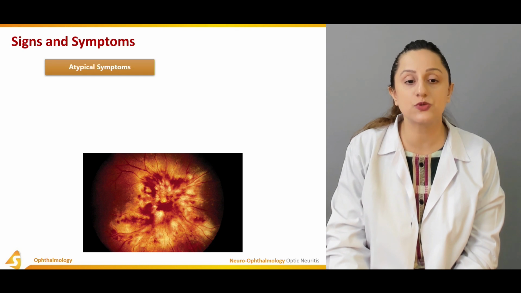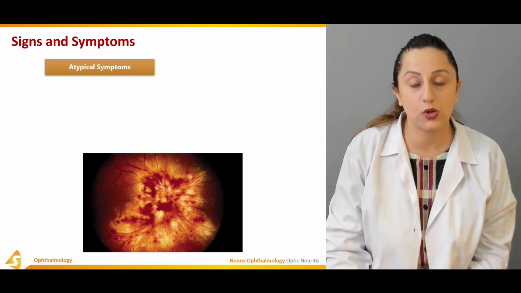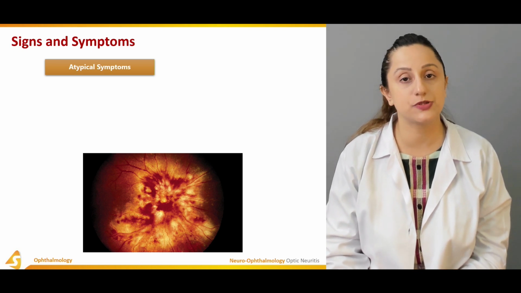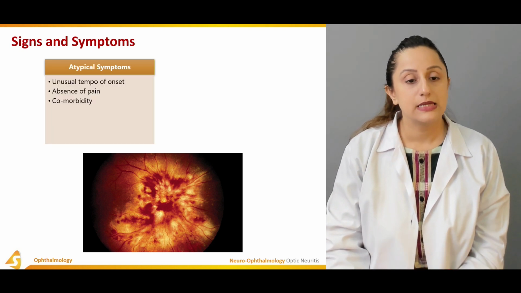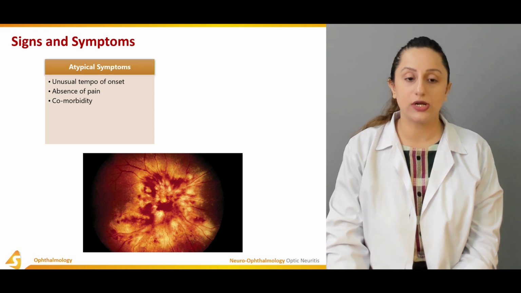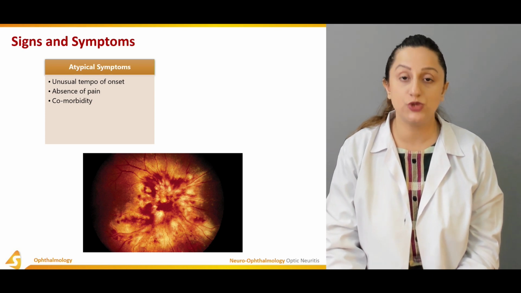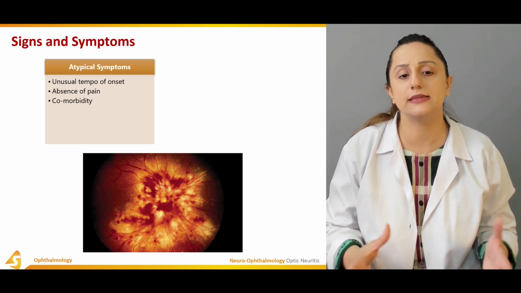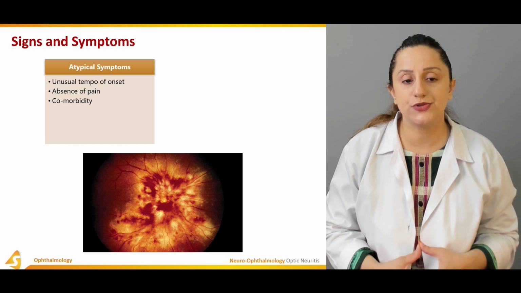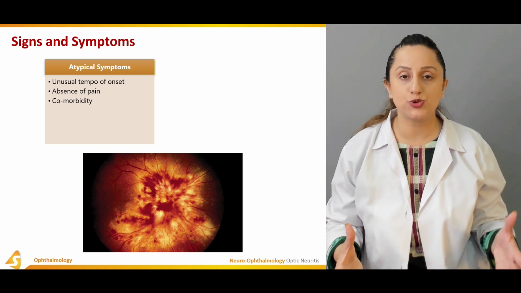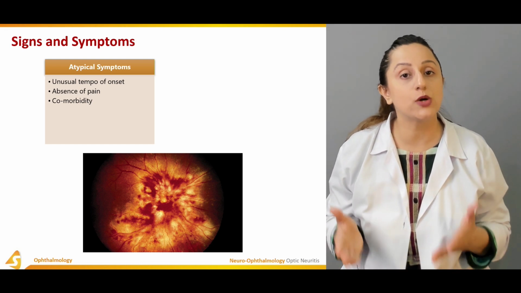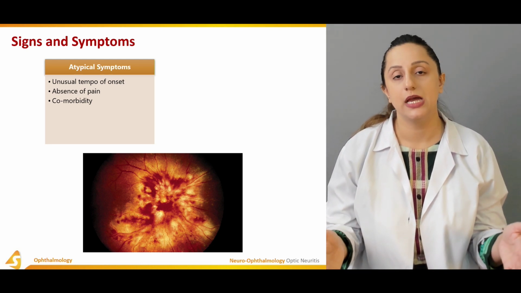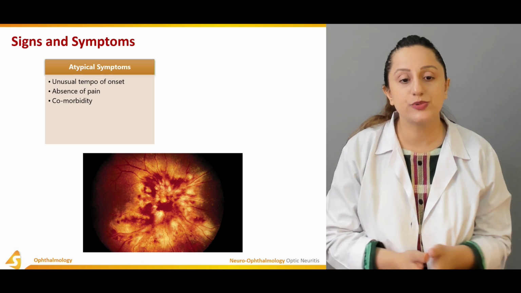The signs and symptoms would include the atypical signs on one hand, and then we'll contrast them with the typical signs and symptoms of optic neuritis. So the unusual tempo of the onset is very important. We usually observe a chronic kind of onset that is quite demonstrable in these patients of optic neuritis. There is an absence of pain usually. It's a painless chronic vision loss that is associated. The extraocular movements are usually quite painful in these individuals.